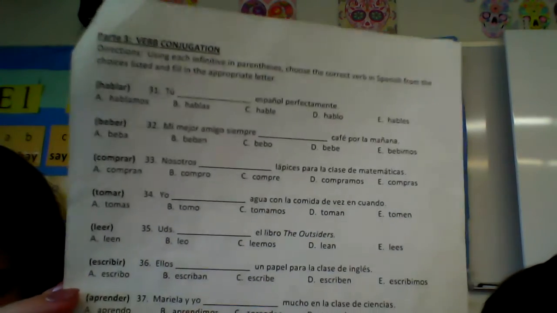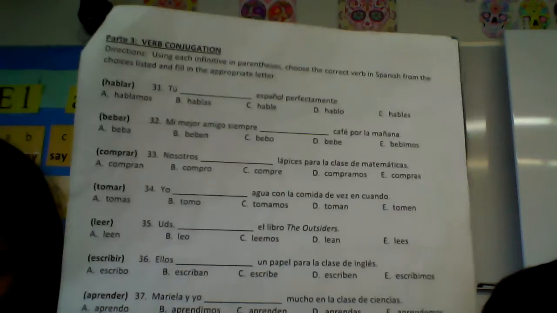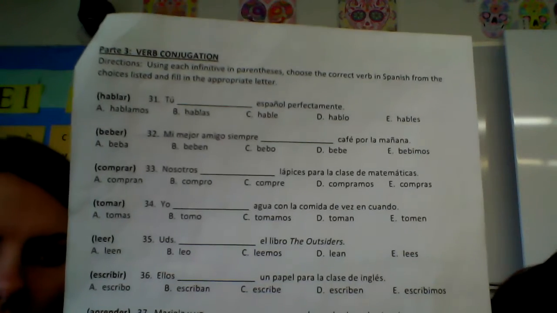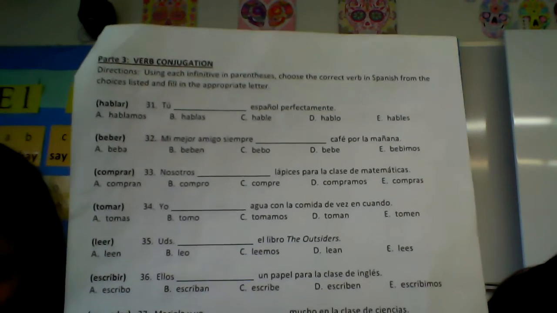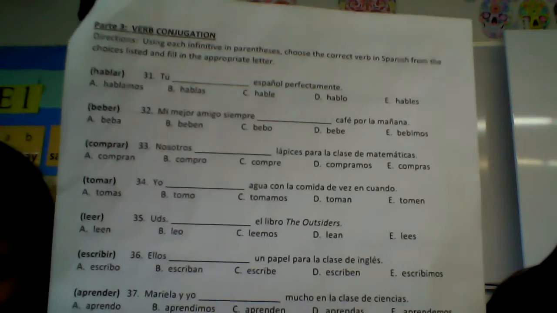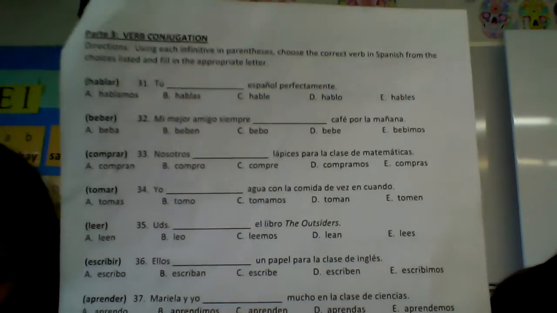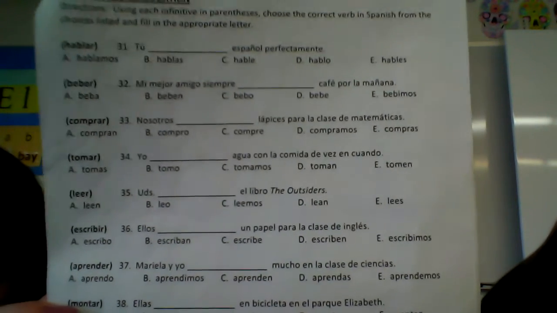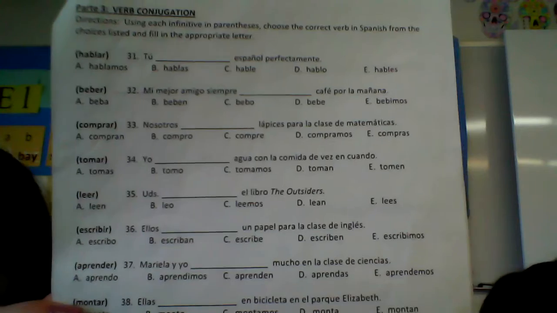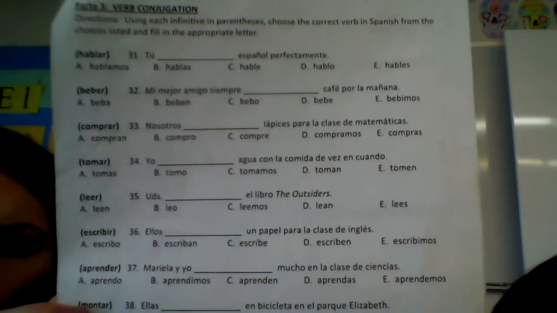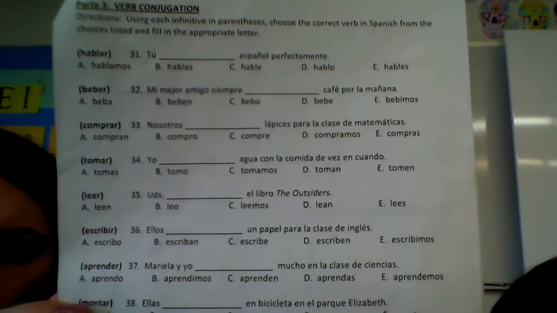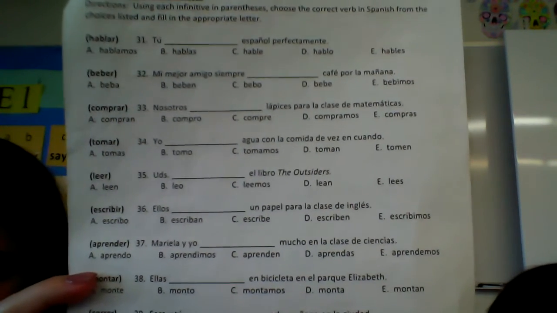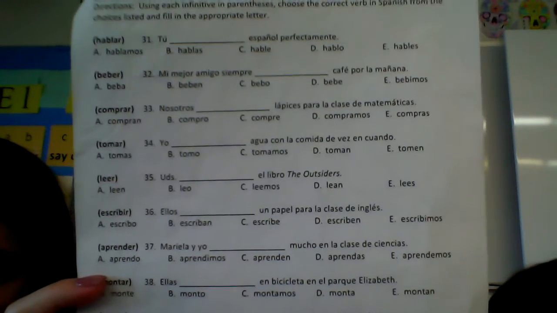For number 35, they want the ustedes form of leer, which is an ER verb. So think about how the ER verb would end if it's the ustedes form. Would it be leen, leo, leemos, lean, or les? Remember, it's an ER verb. Bubble that letter in for number 35. For number 36, it wants the ellos form of the verb escribir, which is an IR verb. So think about what ending the ellos form has for an IR verb. Is it escribo, escriban, escribe, escriben, or escribimos? Think about what ending you would use for an IR verb for the ellos form, and bubble that in for number 36.